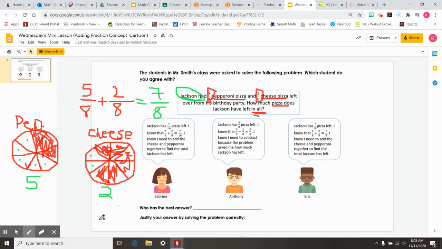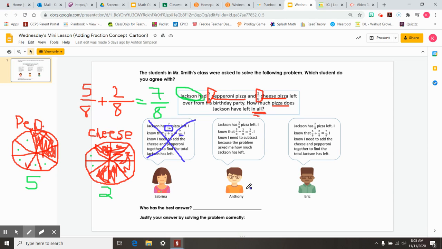So let's see who was correct in their thinking of this. Well, Sabrina said Jackson has 7/16 pizza left. I know that 5/8 plus 2/8 equals 7/16. Well, right away, I know that she is wrong because she changed the denominator. And right now, we are keeping the same denominator. Our denominators stay the same. So it should be 7/8. Therefore, Sabrina, you're not right.